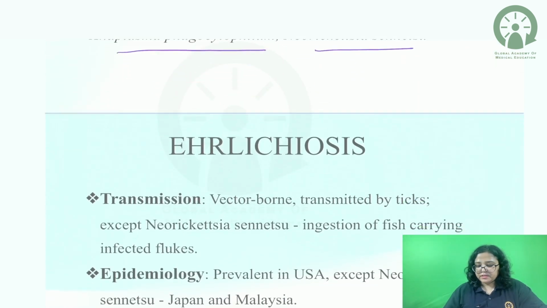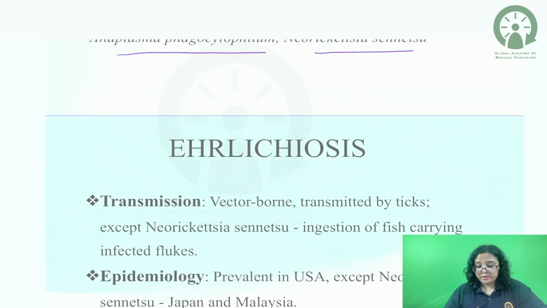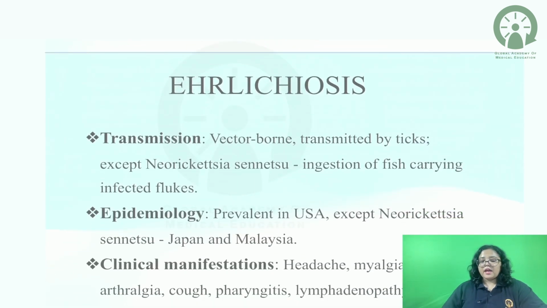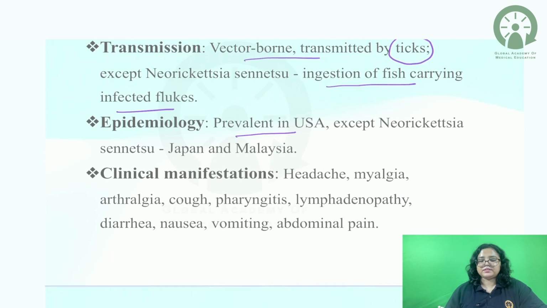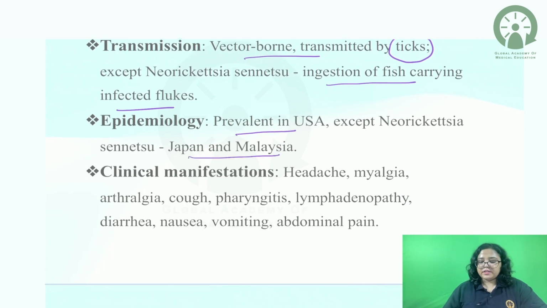Here we are going to mainly discuss Ehrlichia chaffeensis, and this is vector borne, transmitted by ticks. Again, it is a tick-borne illness like the spotted fever group, except Neorickettsia sennetsu, which is by ingestion of fish carrying infected flukes. It is mostly seen in the US, except Neorickettsia, which is seen in Japan and Malaysia. Clinical manifestations are headache, myalgia, arthralgia, cough, pharyngitis, lymphadenopathy, diarrhea, nausea, vomiting, abdominal pain.